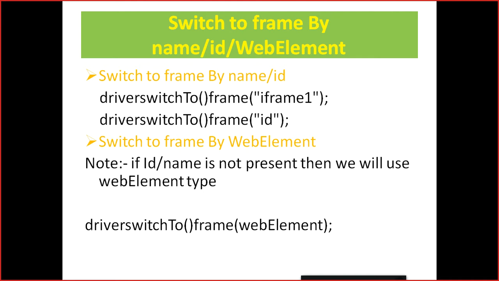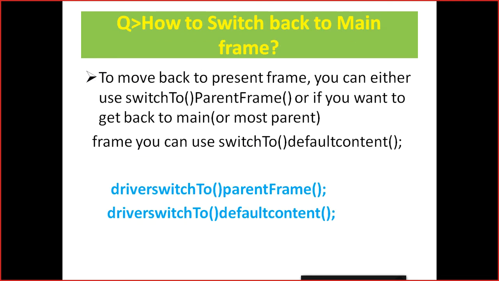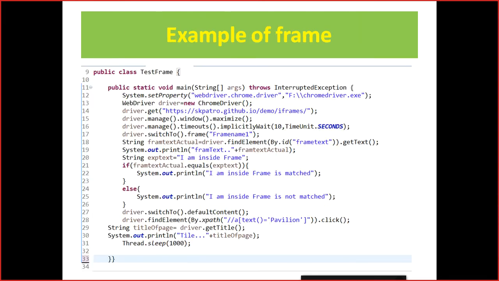If it is an id, we will pass it as a string type. If it is a web element, we will find the element and pass that web element type. So here, how to go back from the frame? We have driver.switchTo().parentFrame and driver.switchTo().defaultContent. These are the things we use to move to the parent frame. Here I have given one example simply using the id, or you can use the name, whatever is available on the web page.